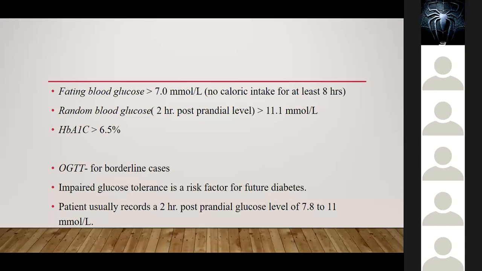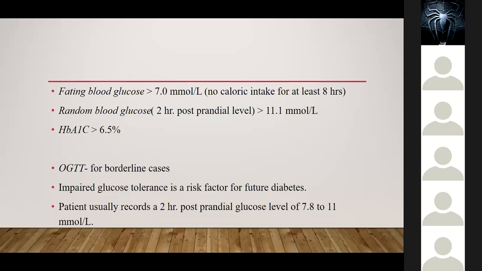Of course, you don't do this lab once because pronouncing that someone is diabetic is a big thing. You're actually going to change the person's life in terms of medication, lifestyle, and all that. So you would want to repeat and be sure. And once you are getting these values, and sometimes there's a supportive thing coming from the symptoms or the clinical features, you can make your diagnosis. So know these 3 parameters: fasting blood sugar above 7, random blood sugar, that's 2 hours postprandial above 11, and then your glycated hemoglobin above 6.5.